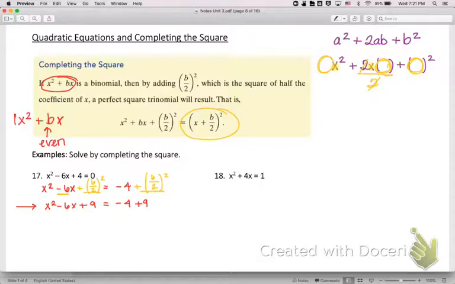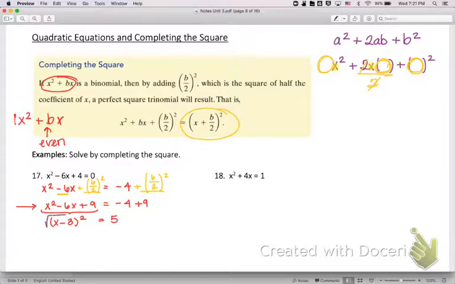Now, why did we do that? Because this, by design, is a perfect square. So this should factor to x minus 3 squared, and negative 4 plus 9 gives me 5. Now this looks like the square root problems that we did yesterday.